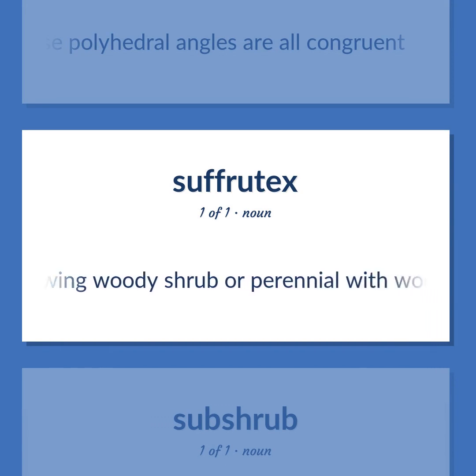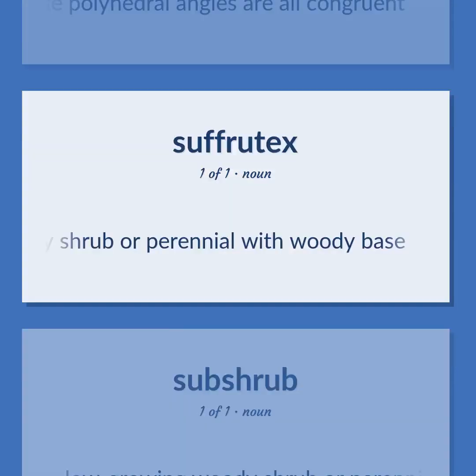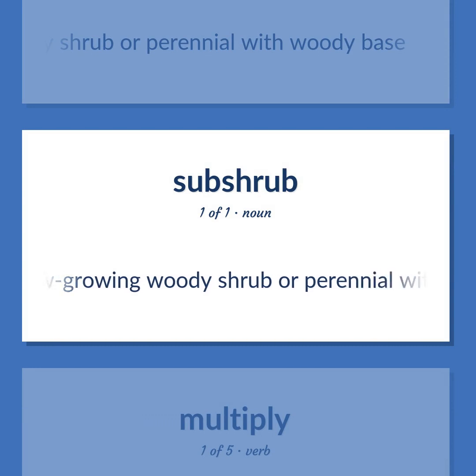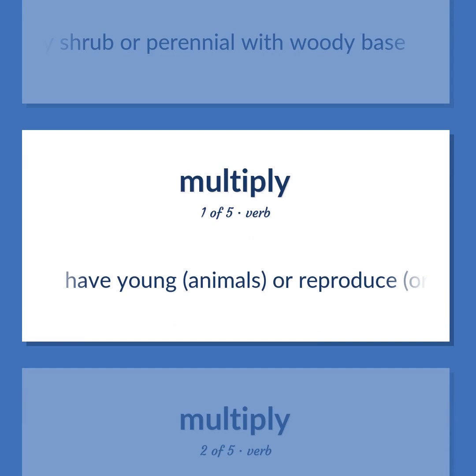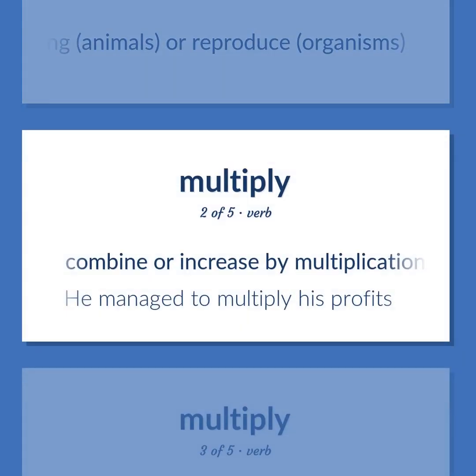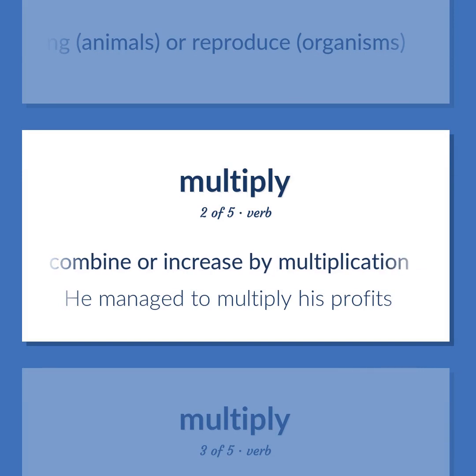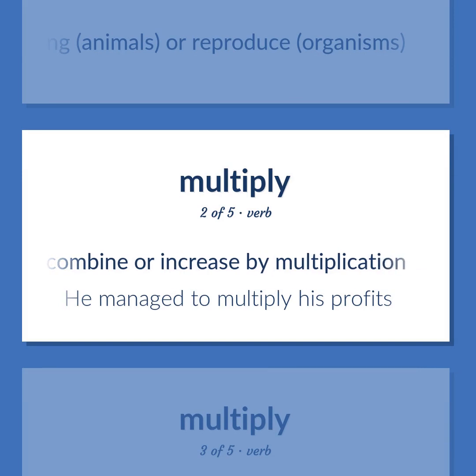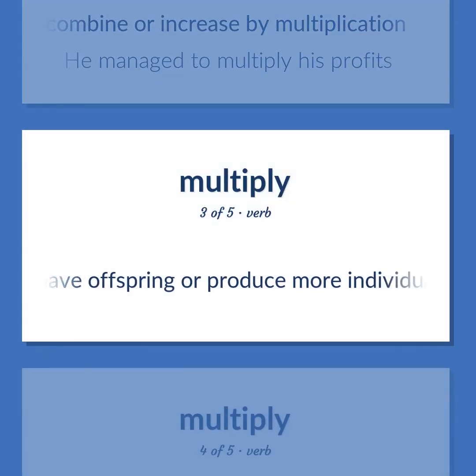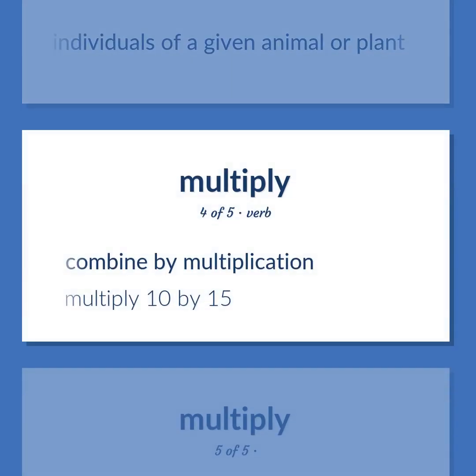Low-growing woody shrub or perennial with woody base. Have young, animals, or reproduce, organisms. Combine or increase by multiplication. He managed to multiply his profits. Have offspring or produce more individuals of a given animal or plant. Combine by multiplication. Multiply 10 by 15.